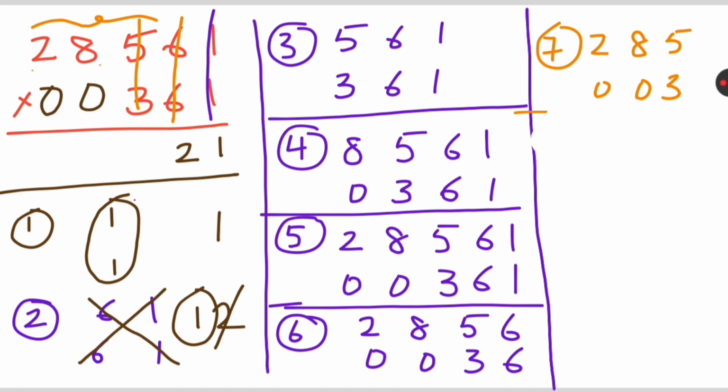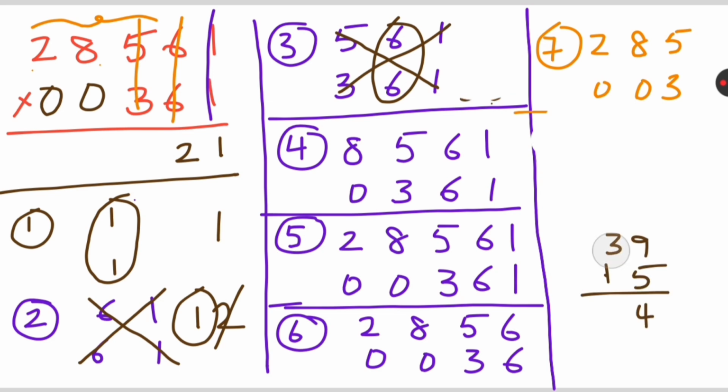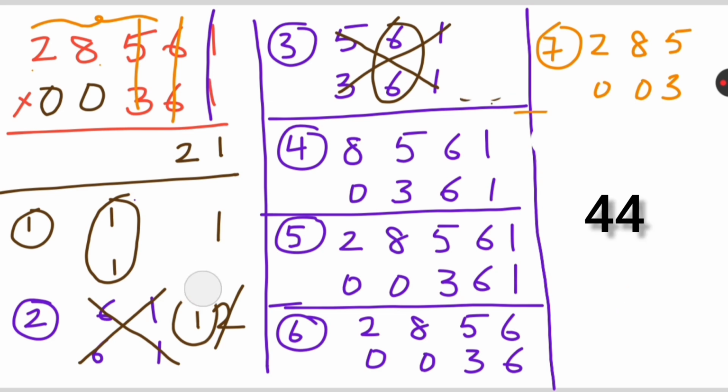Go for the third step. What we have? 5 times 1 is 5, plus 3 times 1 is 3, plus 6 times 6 is 36. 36 plus 3, which is 39. 39 plus 5, 44. And 44, we need to add the carry 1. 44 plus 1, which gives 45. You have to take only 5 here, and remaining 4 carry to the next place.